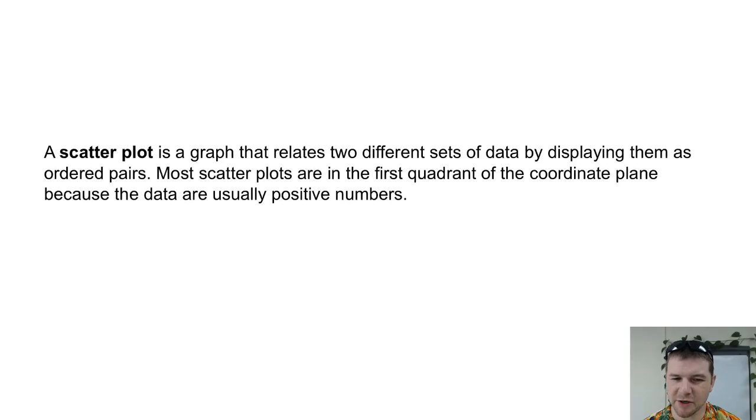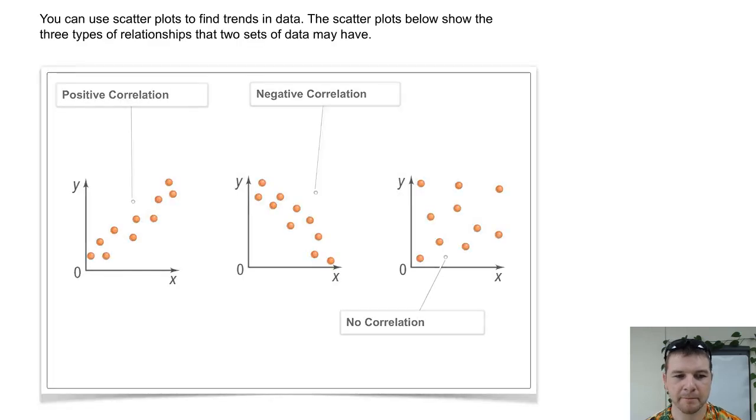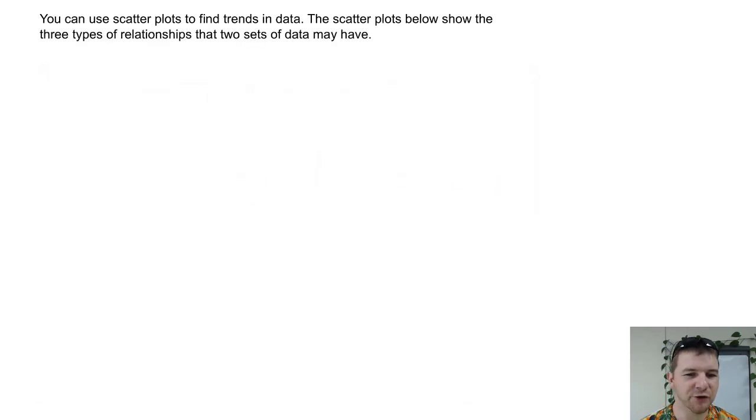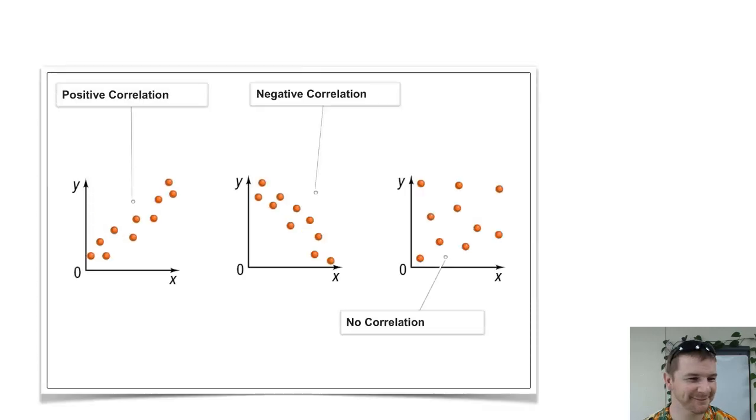A scatter plot is a graph that relates two different sets of data by displaying them as ordered pairs. Most scatter plots are in the first quadrant of the coordinate plane because the data are usually positive numbers. You can use scatter plots to find trends in data. The scatter plots below show the three types of relationships that two sets of data may have.